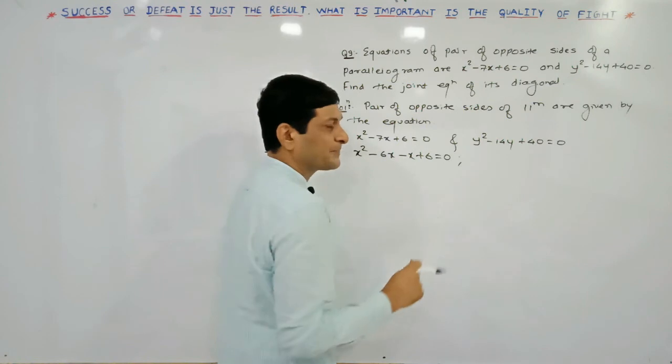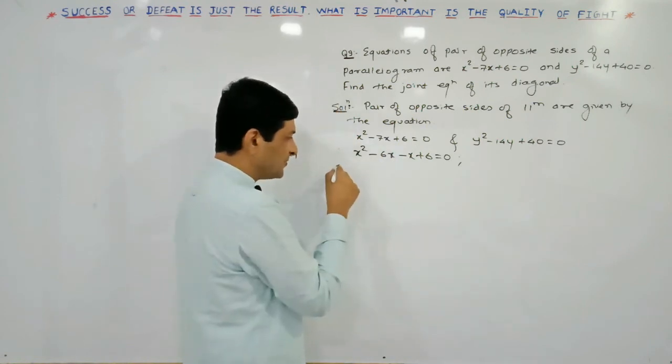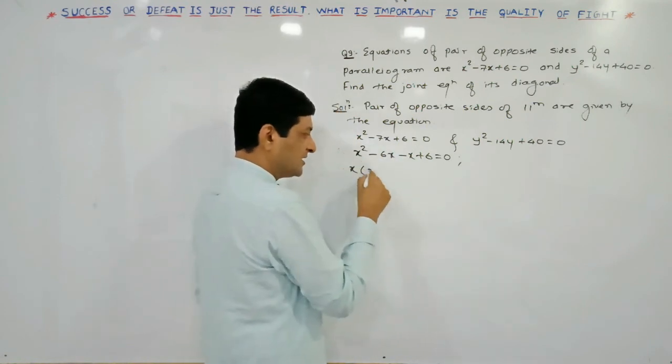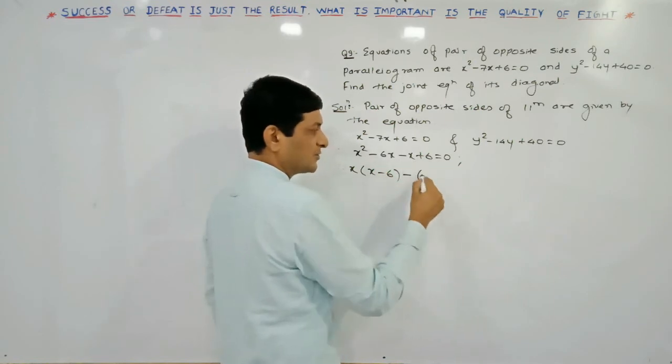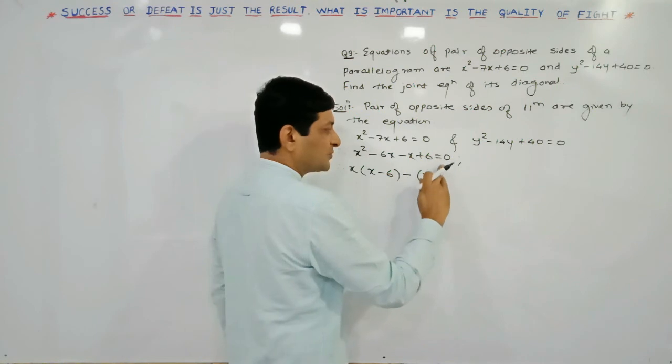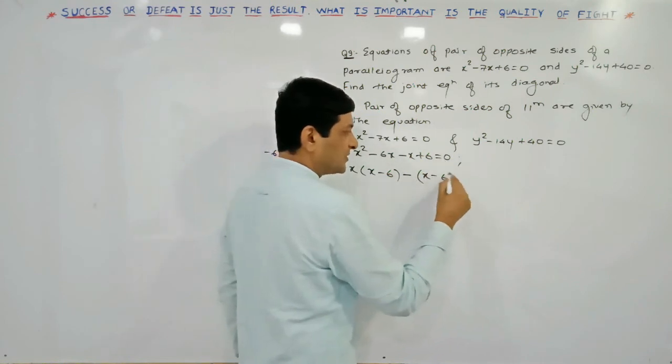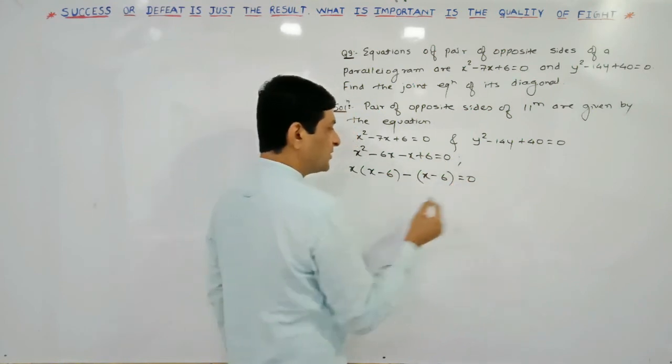Keep it as it is. Now from the first two terms, if we are taking x common, what is the remaining term? X minus 6. From the last two terms, if we are taking minus common, the negative term will become positive, and this positive term will become what? Negative. On this side is equal to 0. Keep it as it is.